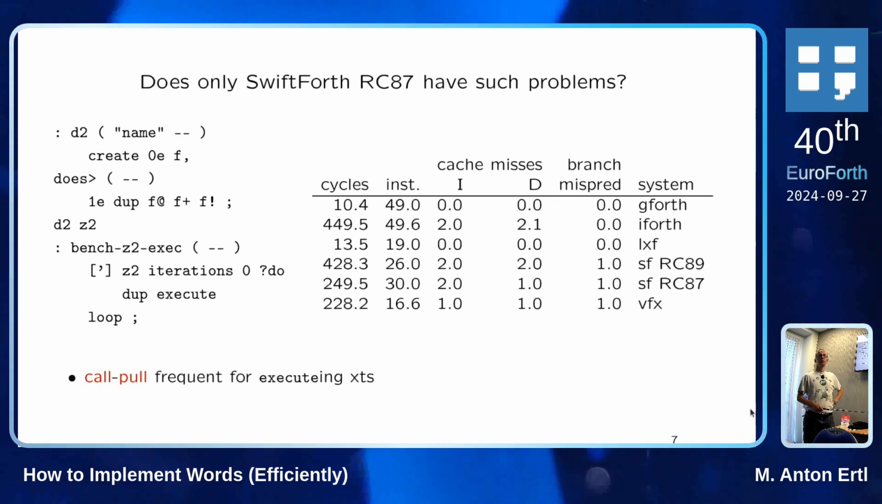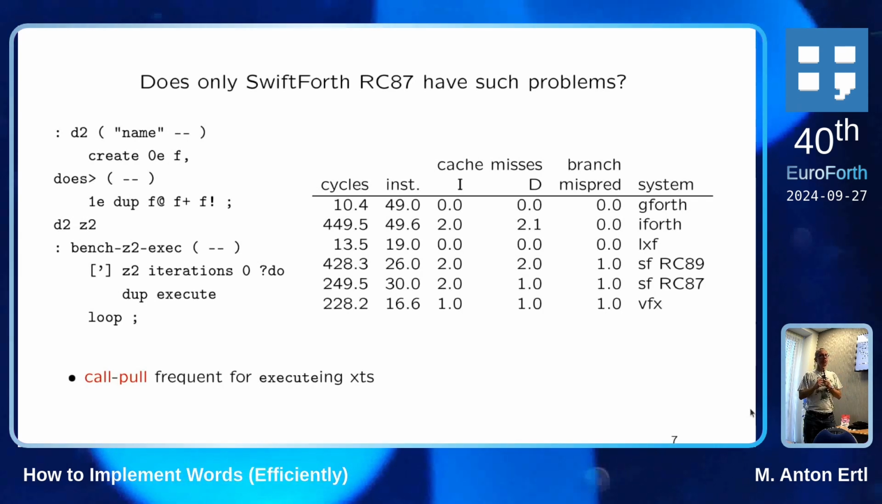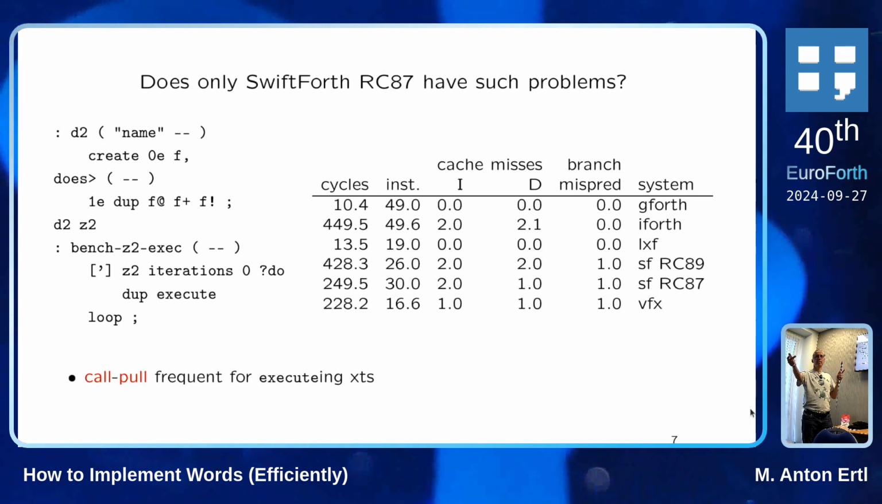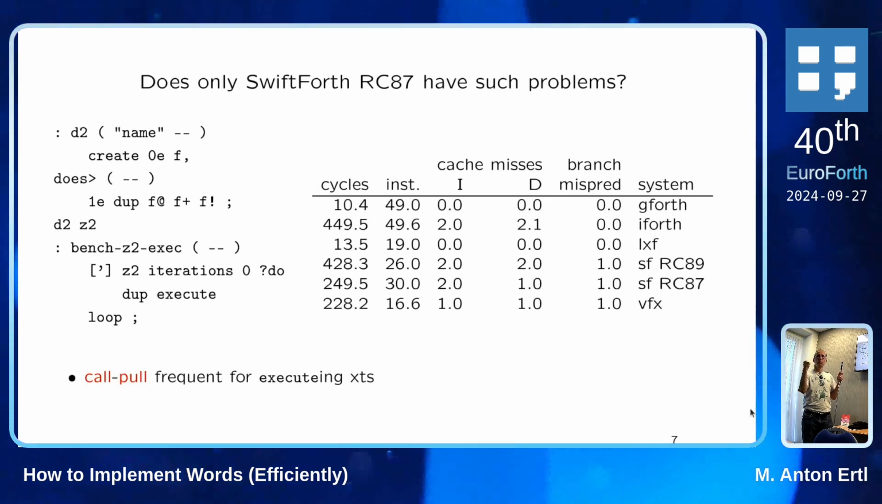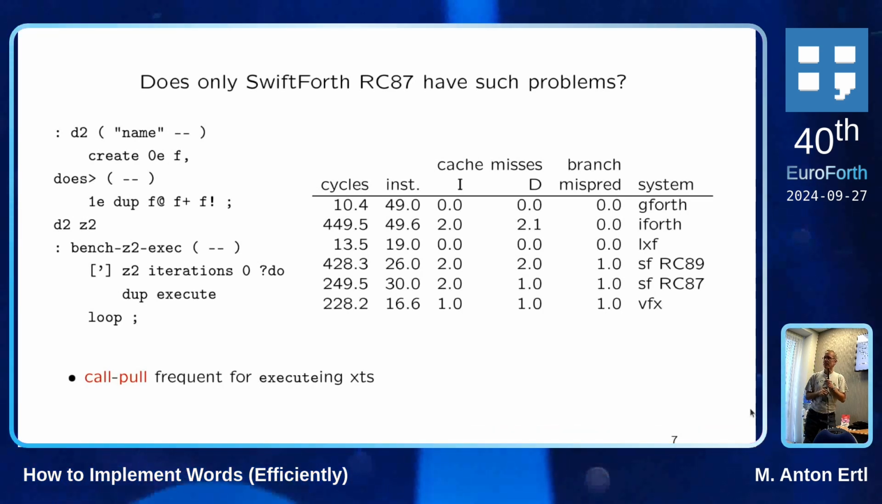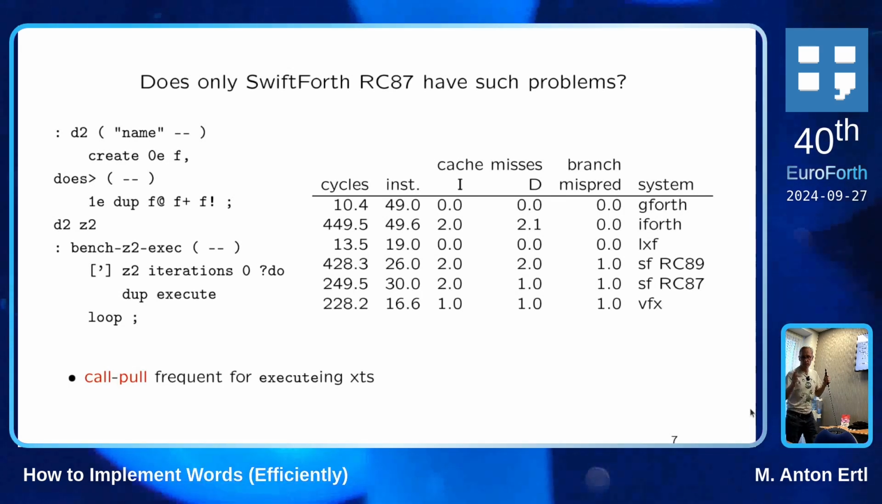it doesn't use a return instruction for doing further returns. It uses call pull, but it doesn't use return for doing Forth returns. It doesn't use the ret instruction. Anything else? That's it.